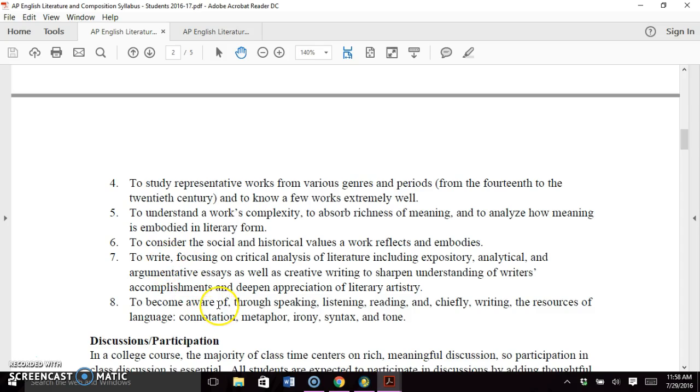And then we're going to be aware of this idea of speaking, listening, and reading, focusing specifically on connotation, metaphors, irony, syntax, and tone. Those are going to be our main focuses this year.